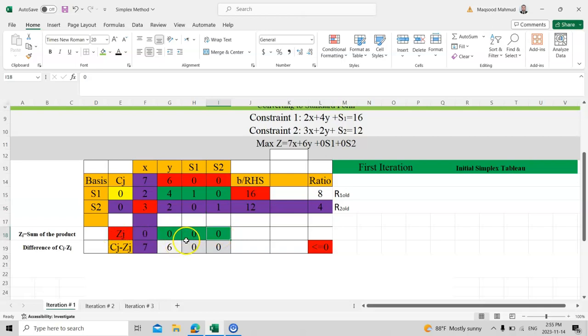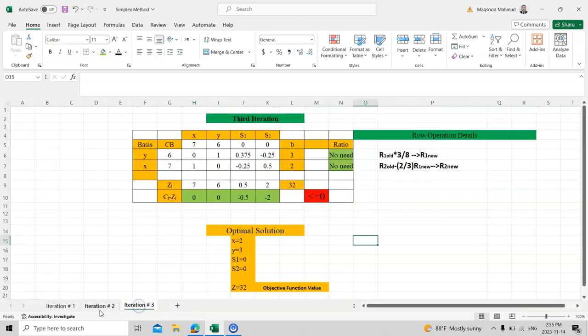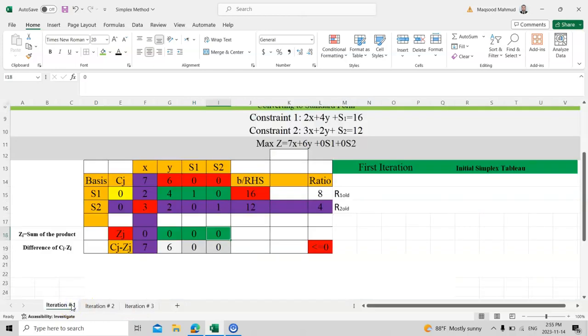So this is how we get Zj. For all Zj, whether in iteration 2 or iteration 3, it is the same method, so we don't need to worry about that one. Now what about Cj minus Zj? In this row we have all Cj, and in this row we have Zj. We just need to subtract them from each other. So 7 minus 0 is 7. 6 minus 0 is 6. 0 minus 0 is 0. 0 minus 0 is 0, and that's very straightforward.